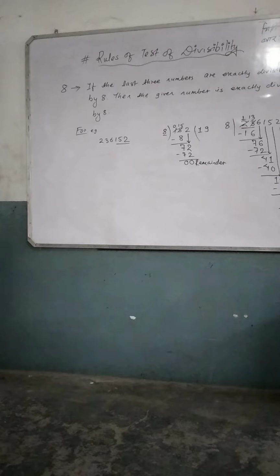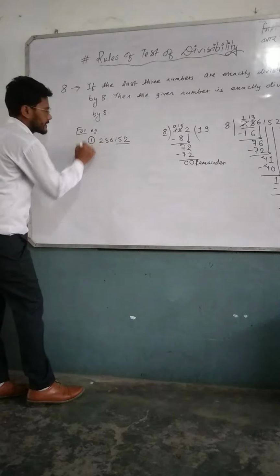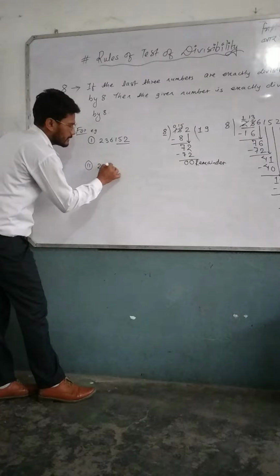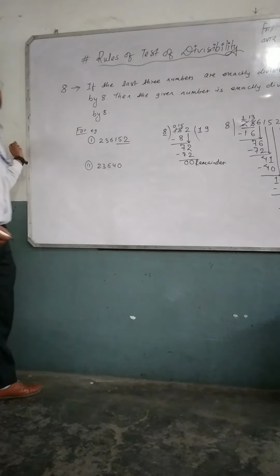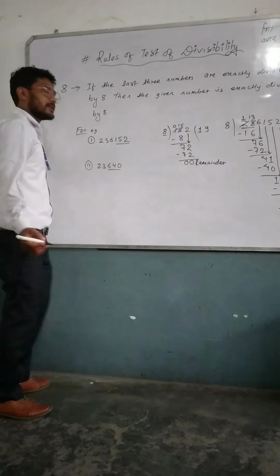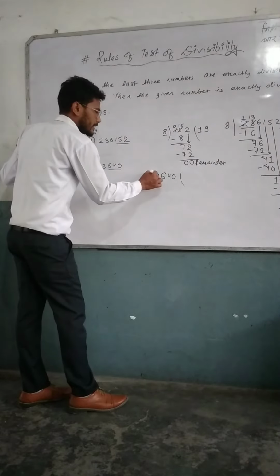Now let me do the next example for you. This is the first example. Next, example 2: 3, 6, 4, 0. Again, first of all, the first process is to select the last 3 numbers. Now you tell me which are the last 3 numbers? 640 is the last 3 numbers. So let us take 640 by 8.